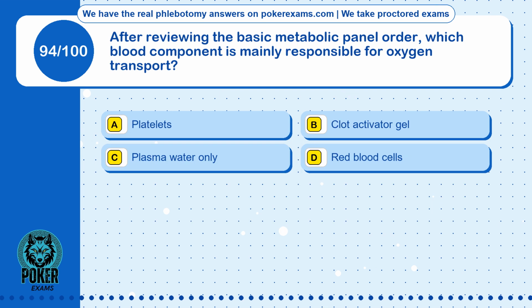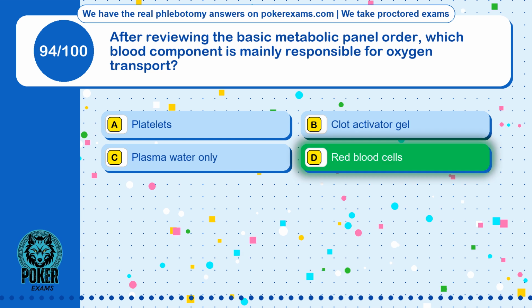Question 94. After reviewing the basic metabolic panel order, which blood component is mainly responsible for oxygen transport? Option A, platelets. Option B, clot activator gel. Option C, plasma water only. Option D, red blood cells.